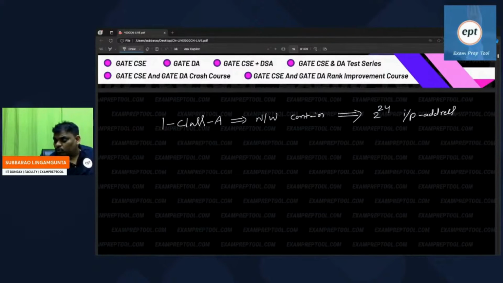But out of those 2 power 24 IP addresses, 2 IP addresses are given special purpose. But remember, 2 power 24 minus 2 host addresses. Total addresses are 2 power 24, but 2 addresses you cannot give for a host purpose. 2 power 24 minus 2 host IP addresses you can give for a host purpose. Host means computer.